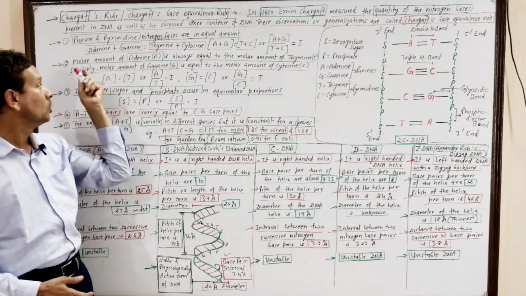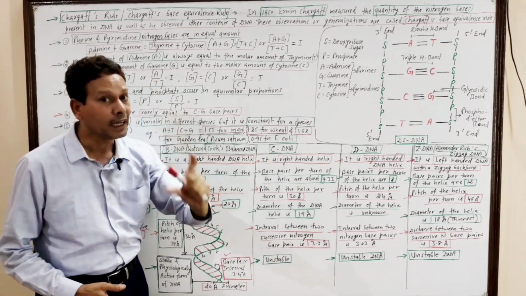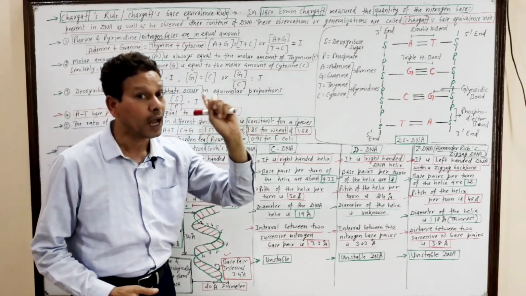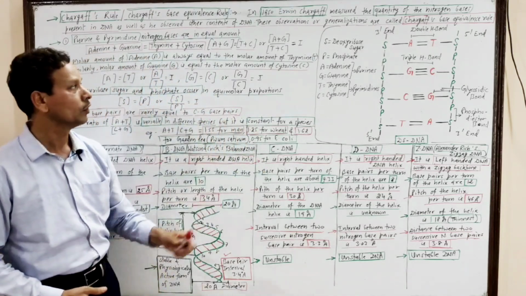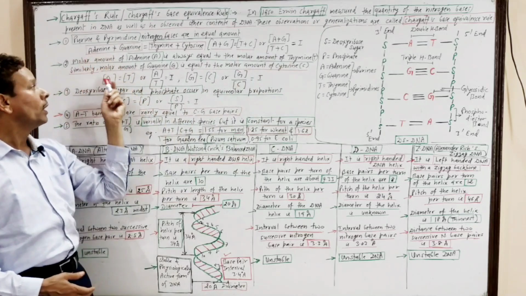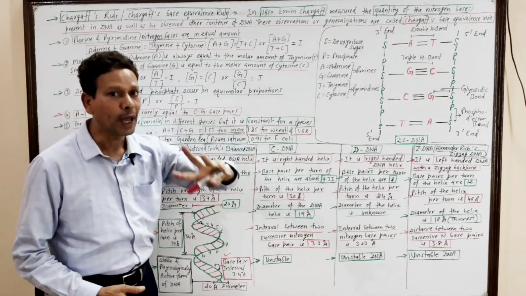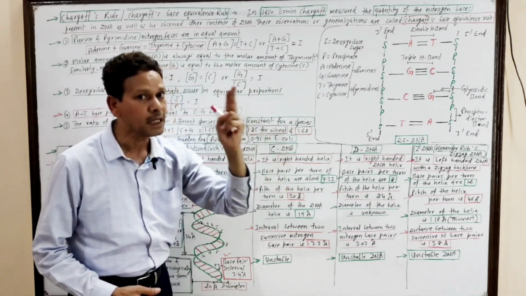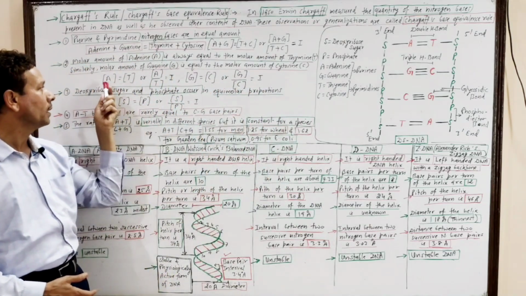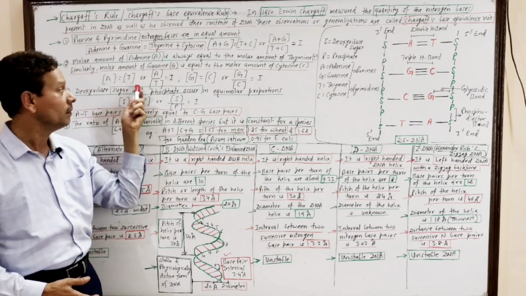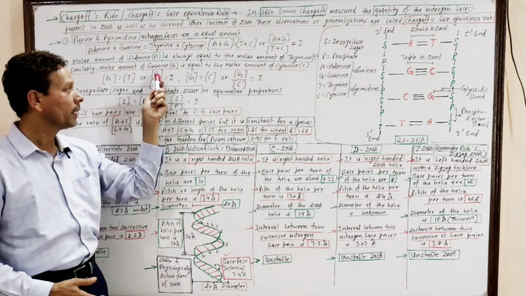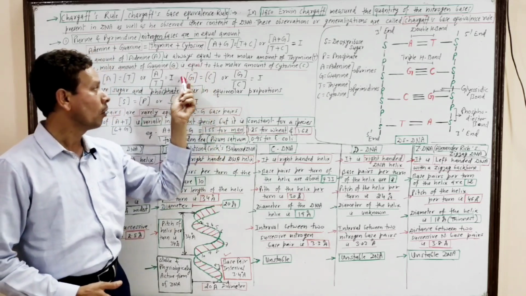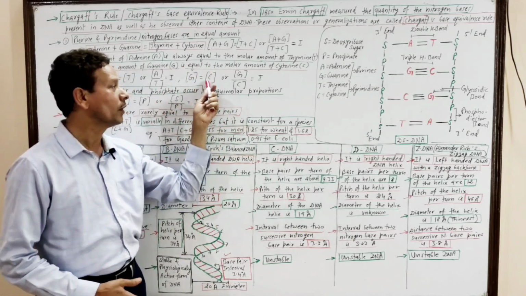Point number two, the molar amount of adenine, A, is always equal to thymine, T, while the molar amount of guanine, G, is always equal to the molar amount of cytosine, C, so that A upon T is 1. The molar amount of G is always equal to C.